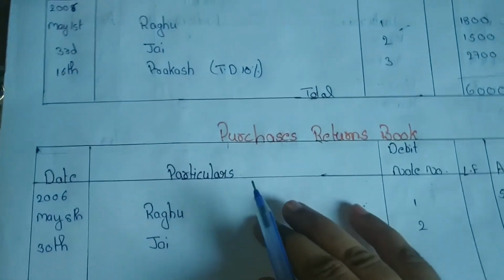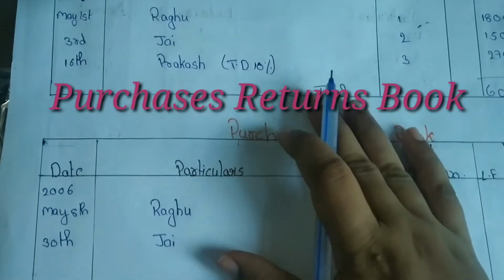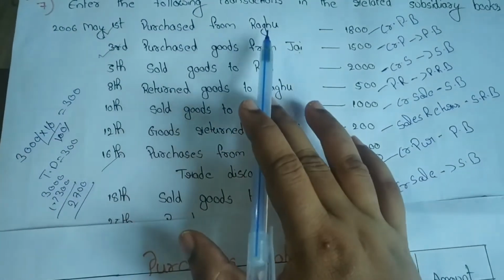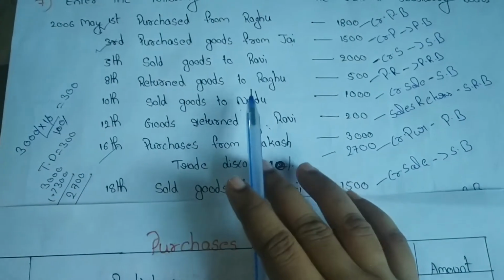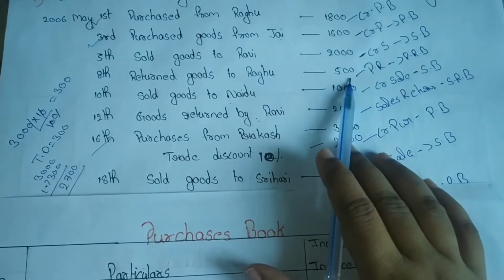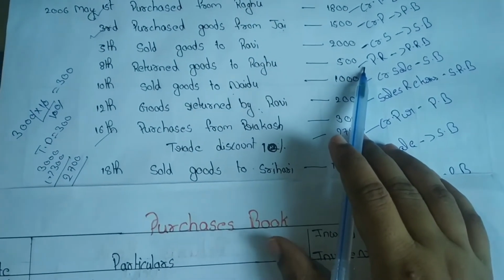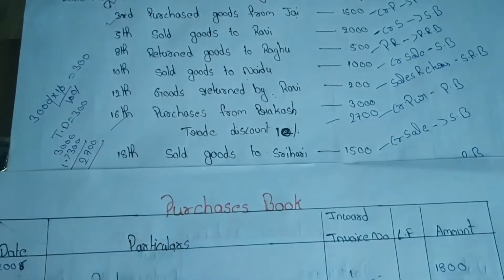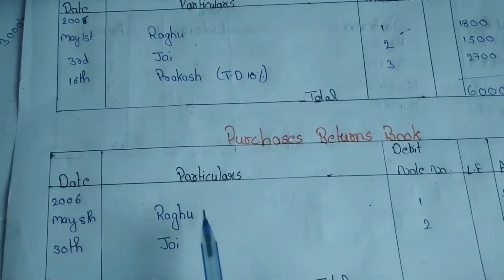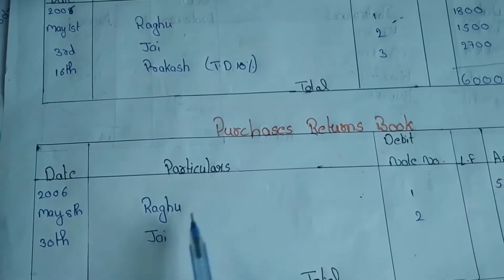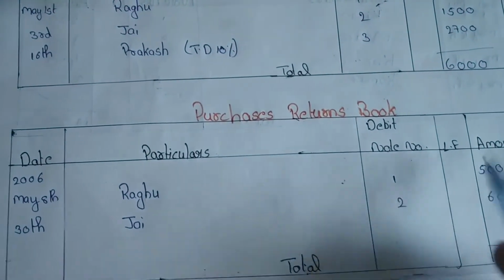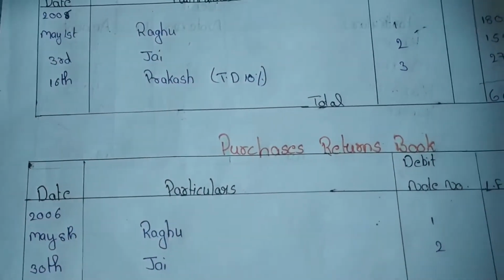Next, let's open the purchase returns book. Okay, let's see. See, first one also done, second one done. See here, return goods to Raghu. So it was a purchase return, right? So it should be recorded on purchase returns book. So on date column we have to mention the date, and here supplier was Raghu and we returned goods on the amount of 500. So in amount column we have to mention the amount. Okay, it was also done.